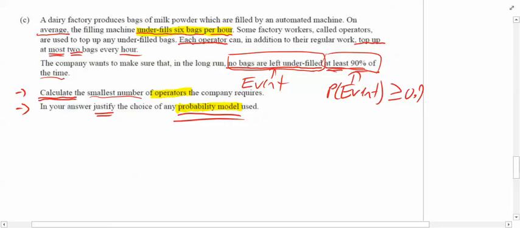Okay, in either case, we're counting. So number of underfilled bags, number of operators, they're discrete variables, aren't they? So we're probably going to be looking at the binomial or the Poisson distribution. So we sort of pencil that in.